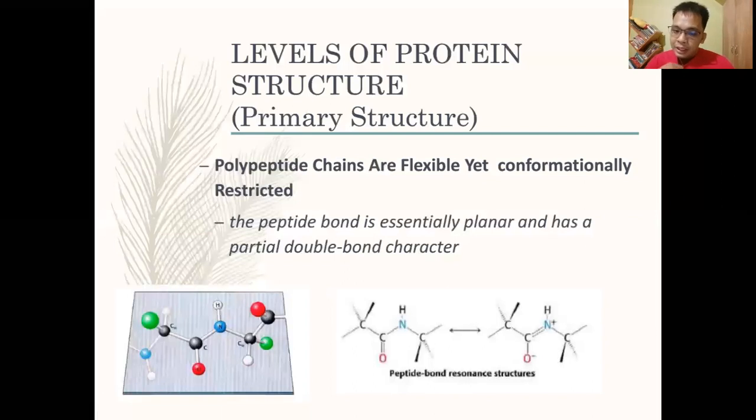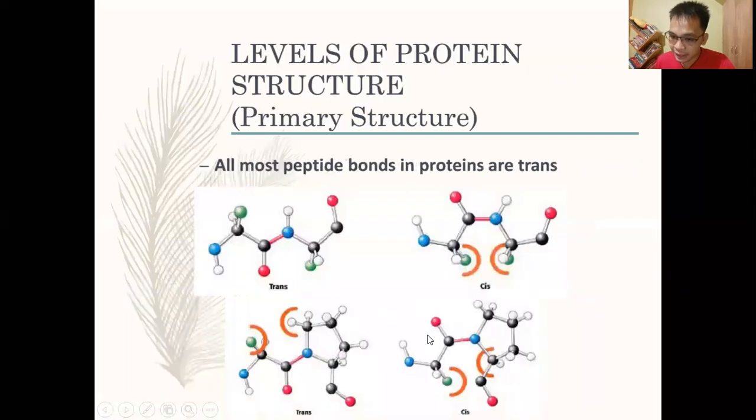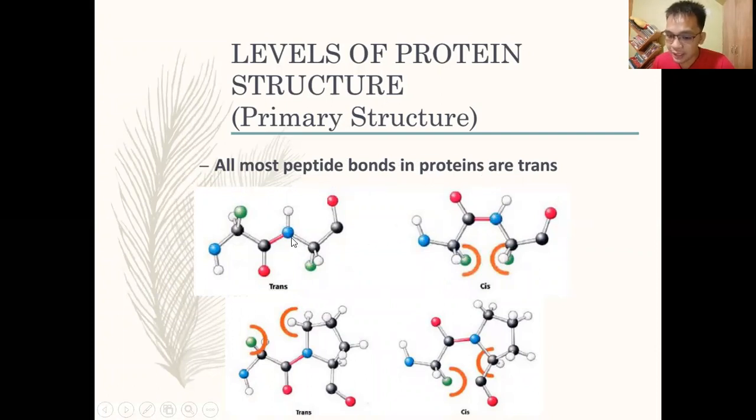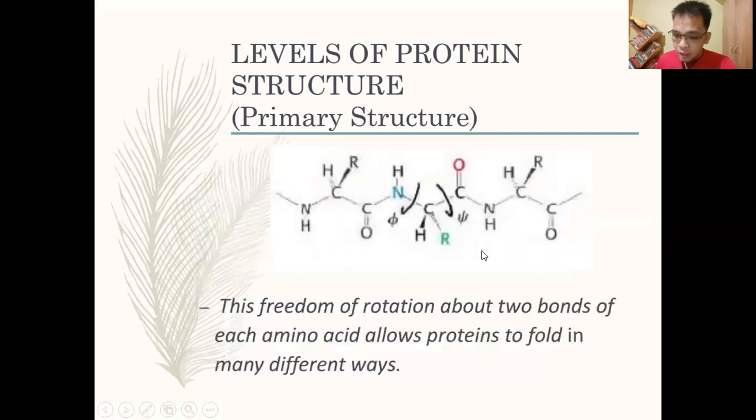The polypeptide chains are flexible, but they are conformationally restricted, because the peptide bond has a partial double bond character and you cannot rotate it. Okay? It cannot rotate, and it is planar. And most of the peptide bonds in proteins are in a trans configuration. When you say trans, it is on the opposite side, in order to lessen the steric hindrance among our molecules. Otherwise, there would be destabilization here. So that's how it is.